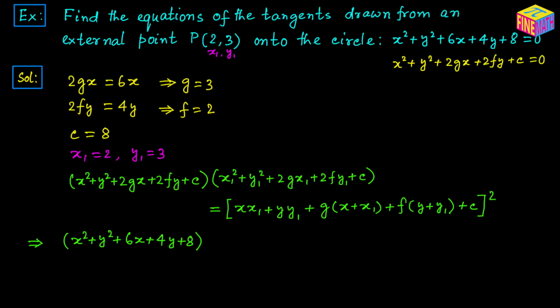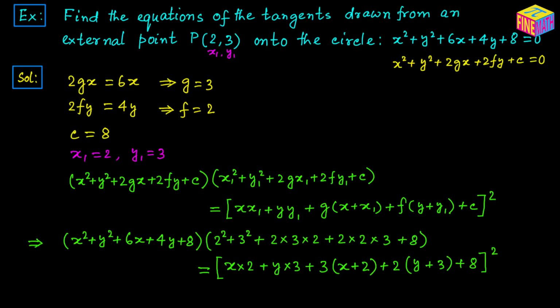The first factor on the left hand side will look like this. That's essentially the given equation of the circle. And the second factor will look like this. Here I have plugged in the values of x sub 1, y sub 1, g, f and c. And the right hand side is going to look like this. There I have plugged in the values of x sub 1, y sub 1, g, f and c. Now let's try to simplify this equation.